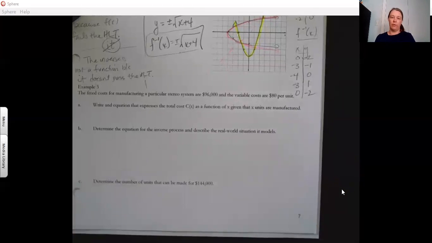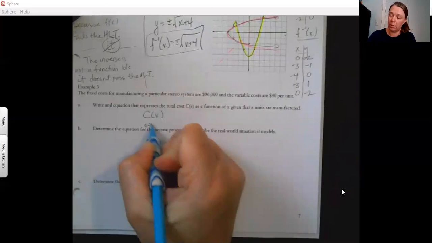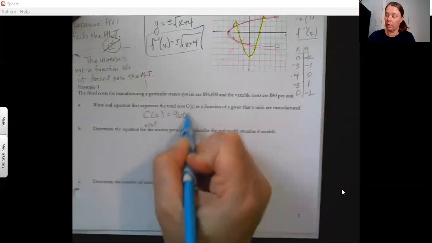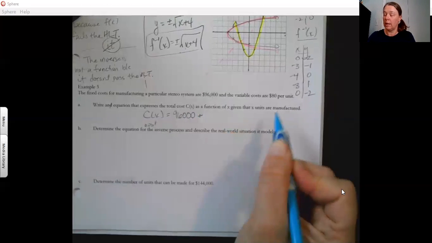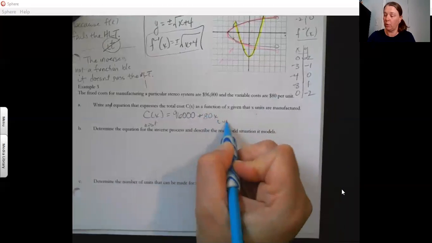So fixed costs for manufacturing a particular stereo system are $96,000 and the variable costs are $80 per unit. Write an equation that expresses the total cost, C of x, as a function of x, given that x units are manufactured. Okay, so the cost equals, I know my fixed costs are $96,000 plus $80 per unit. So 80 times the number of units.